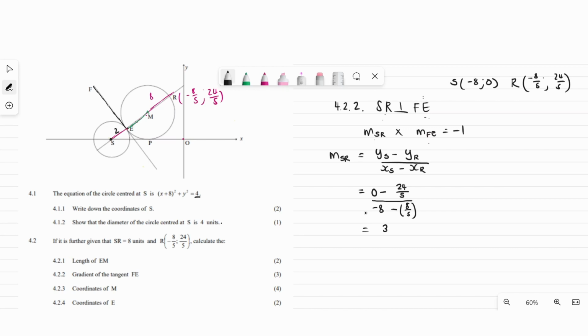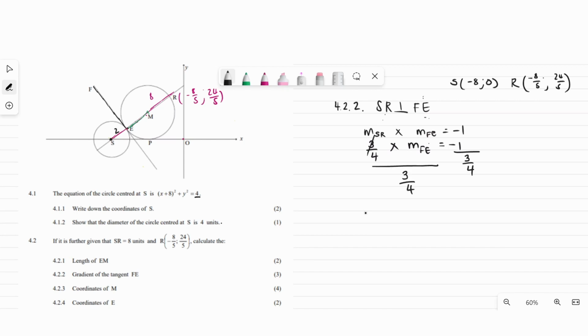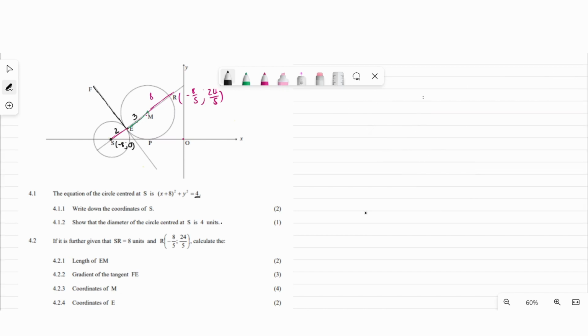you're going to get 3/4. So now we put 3/4 here, multiplied by the gradient of FE, is equal to -1. Then we divide both sides by 3/4 because we want to get rid of this 3/4. These ones cancel out, so therefore the gradient of FE is going to be equal to -4/3.